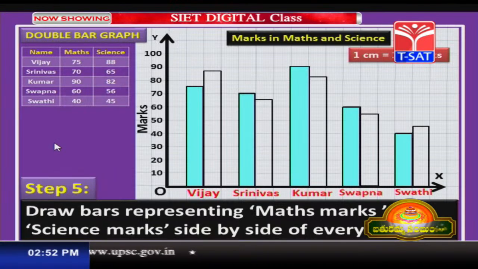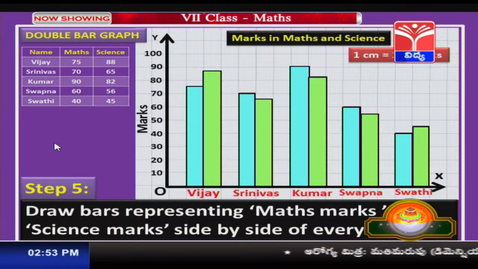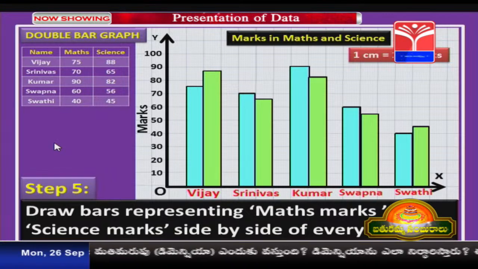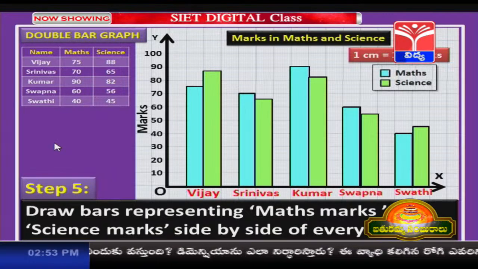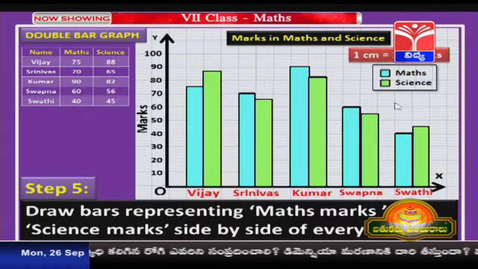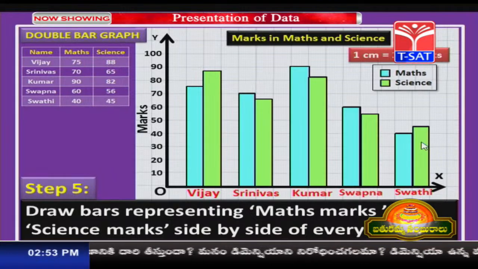Okay, children. Then for science, I am marking green. So, for science, for every student it should be green only. Now, at the end there is one more important thing. Out of blue and green, which is maths and which is science, children? If somebody comes and sees this graph, he should be able to identify, right? So, we are going to mark this part. This is most important. This shows that blue is for mathematics and green is for science.